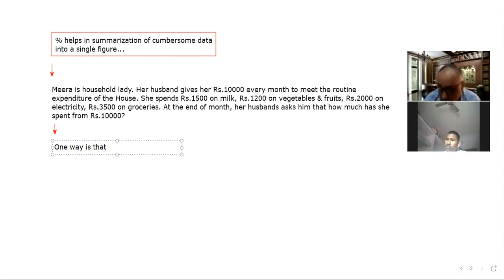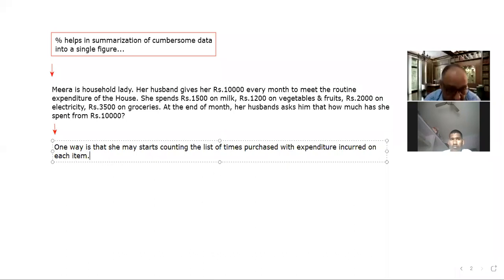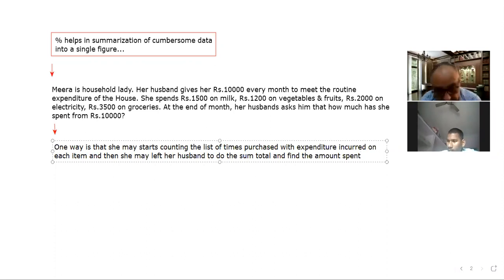One way is that she may start counting the list of items purchased with the expenditure incurred on each item, and then she may leave it to her husband to do the sum total and find the amount spent by Mira.